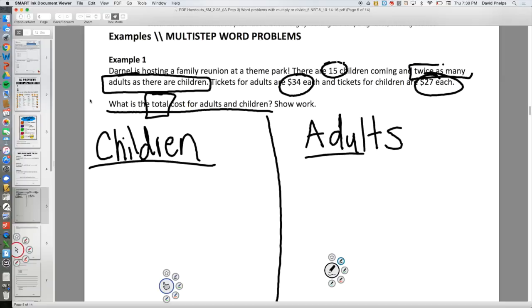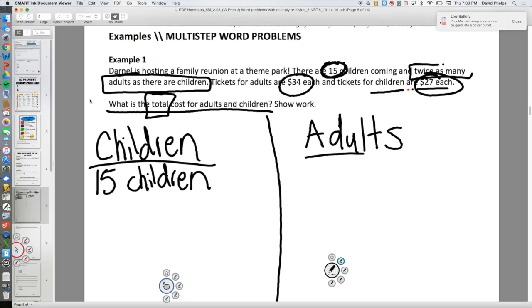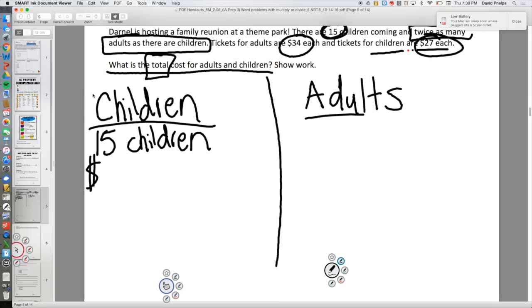What do we know about the children? Where a question says there are 15 children, and it says each child is $27. So we'll say $27 each.